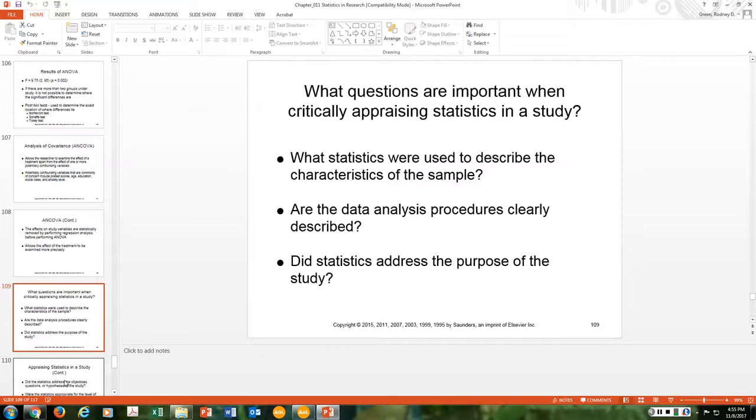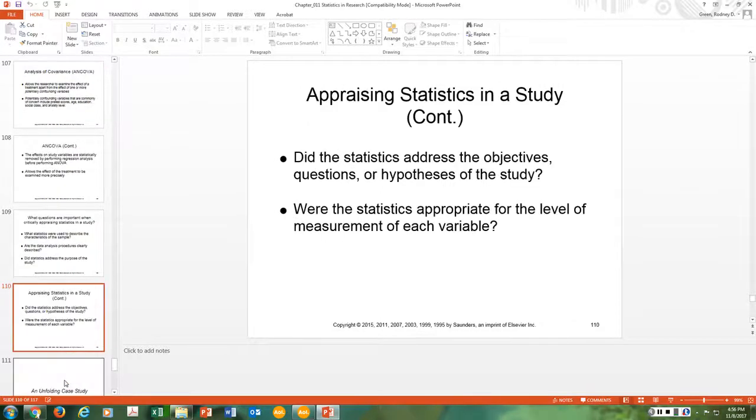So what questions are important when critically appraising statistics in a study? You will ask what statistics were used to describe the characteristics of the sample. Second, are the data analysis procedures clearly described? Did the statistics address the purpose of the study? Did the statistics address the objectives, questions, or hypotheses of the study? Were the statistics appropriate for the level of measurement of each variable?